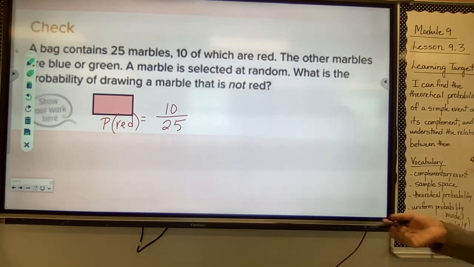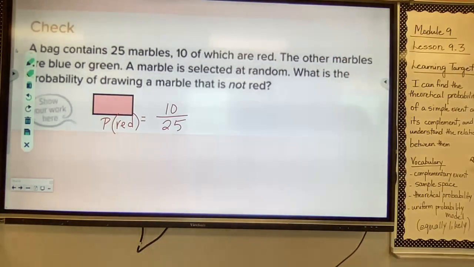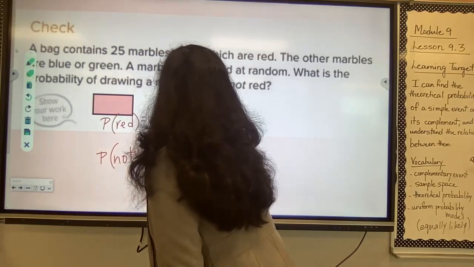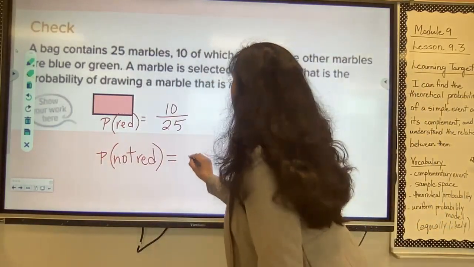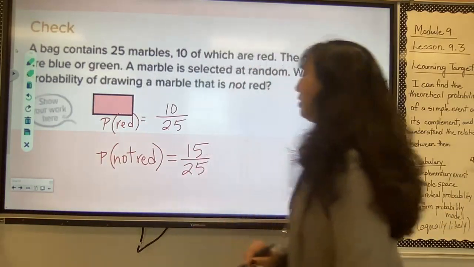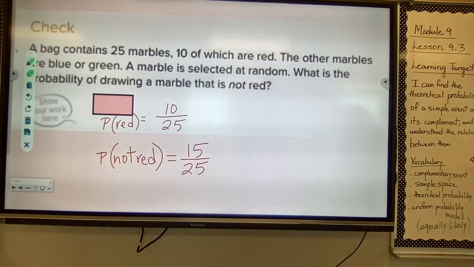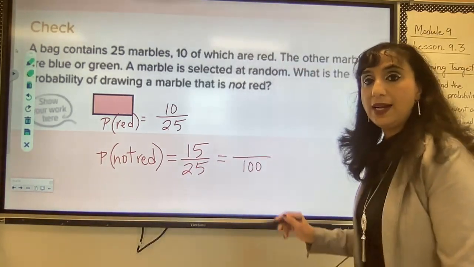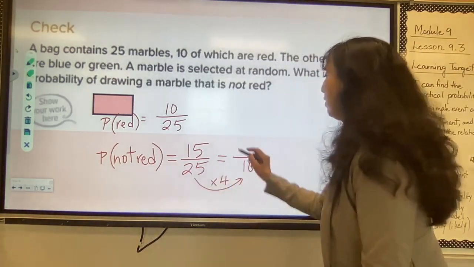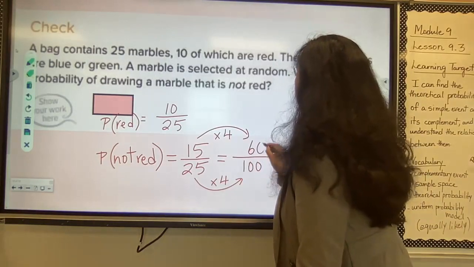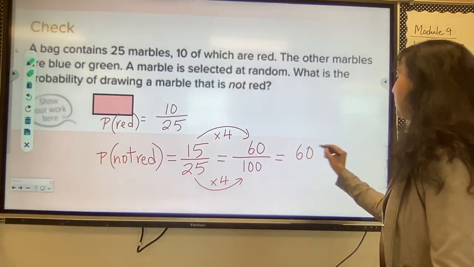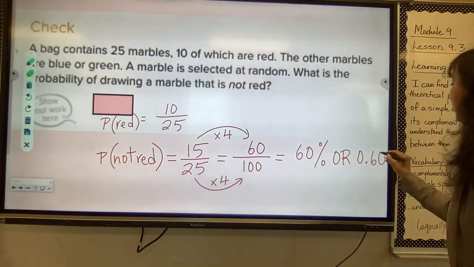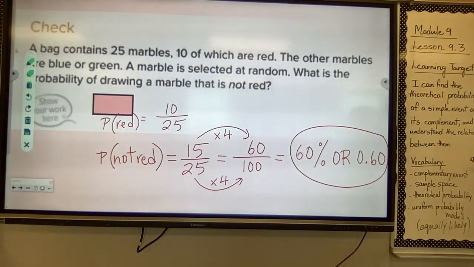Now we can do it a couple of ways. We can do 25 minus 10, and I get 15 over 25. So the probability of not red, because that's what the complement is, would be 25 minus 10, which gives me 15 over 25. Then I am just going to change this to a percent. My denominator needs to be 100, so 25 times 4 gives me 100, and 15 times 4 gives me 60. So this is 60%, or we can also say 60 over 100. So that is my probability of not red.